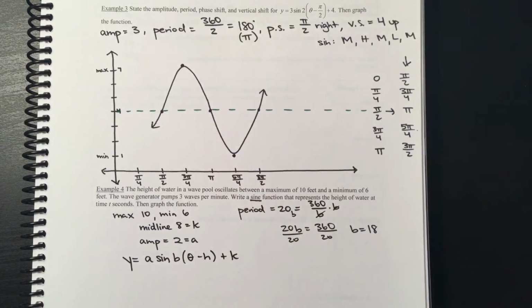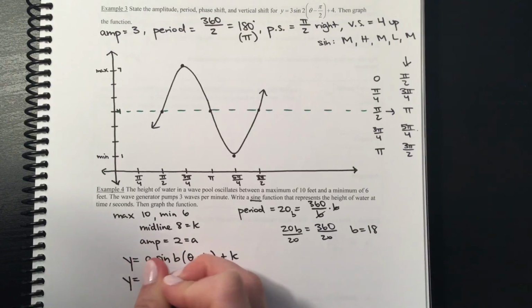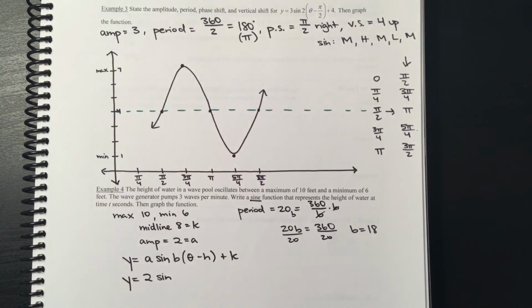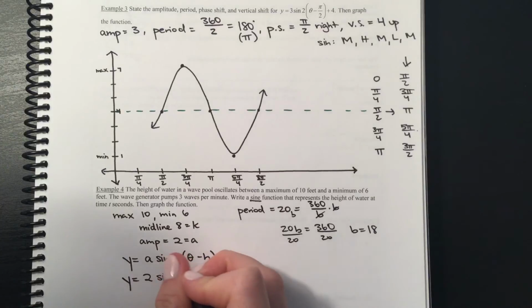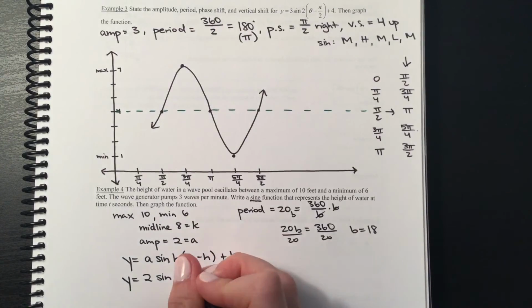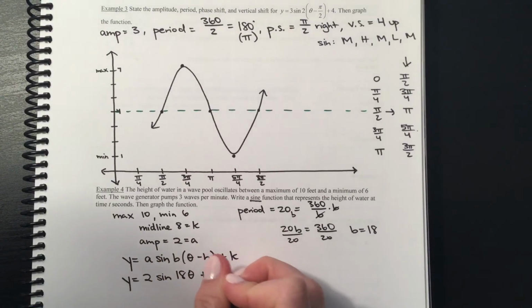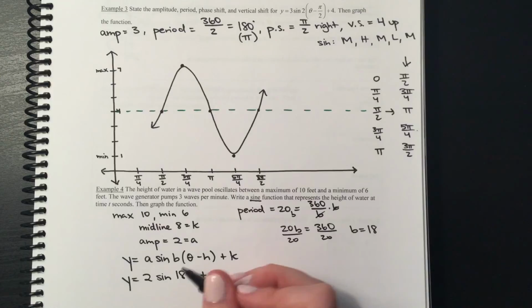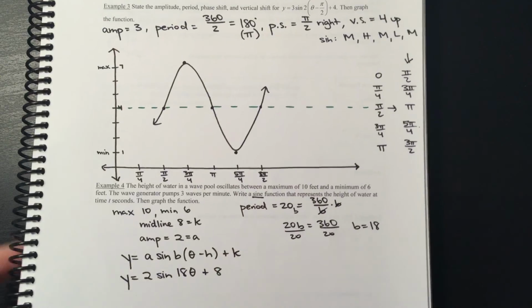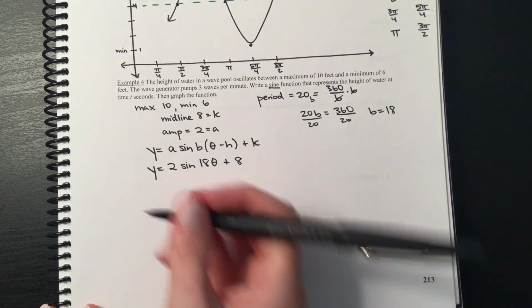So the values that I do have, I can plug those right in. So I have Y equals, I figured out my amplitude was 2. They told me it's supposed to be a sine function. I figured out B would be 18. Never said anything about a phase shift left or right, so I'm just going to ignore that H. And then my midline is 8, so I can do plus 8 like that. So this all stays together right here. There's nothing in parentheses. So now I'm going to graph it, and it'll look like this.